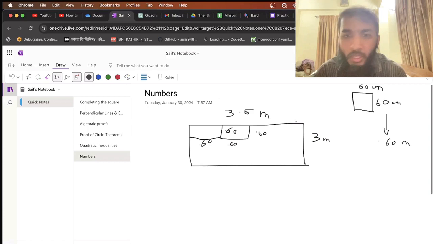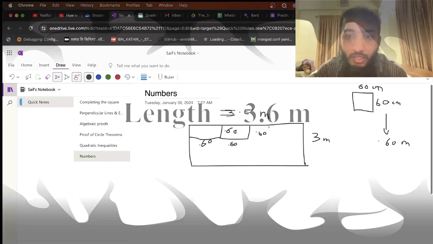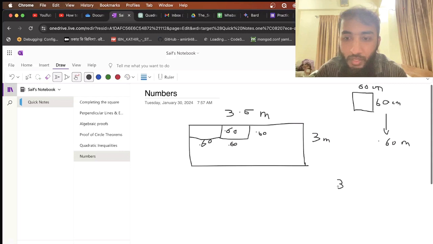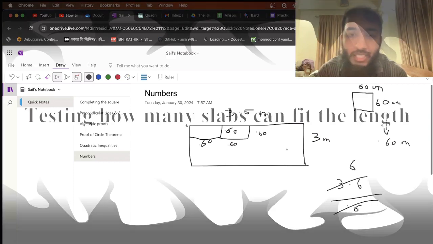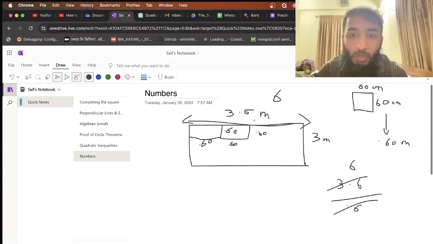So the whole length is 3.6 meters. How many slabs can fit in the length? If the total length is 3.6 and each slab is 0.6, then 6 paving slabs can fit along the length.